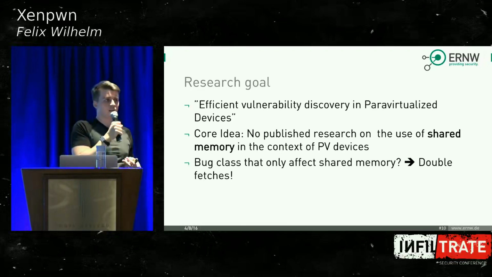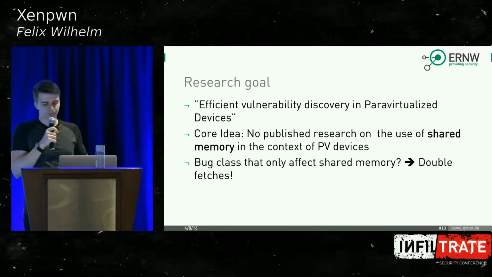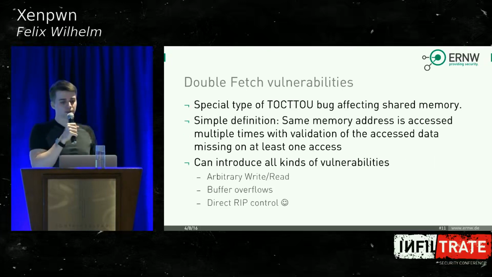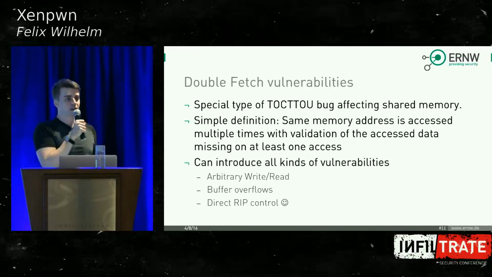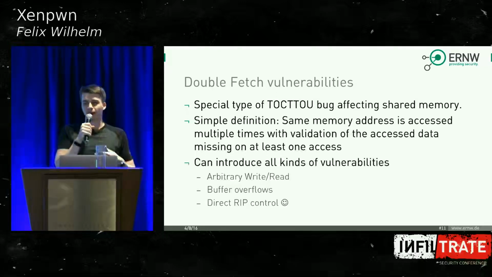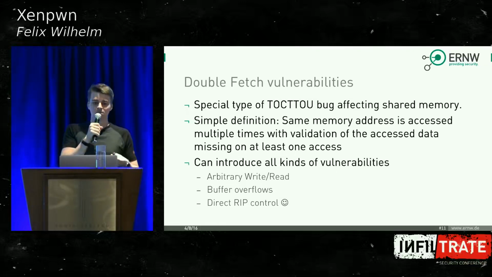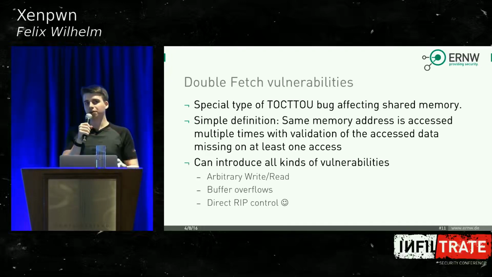And of course there's a bug class that only affects shared memory interfaces, and that is the double fetch. A lot of you will already know what a double fetch is, but I have a couple of slides to introduce it again. A double fetch vulnerability is simply a special type of time of check to time of use bug that affects the shared memory interface. The really simplified definition is you have a memory address, and this memory address is accessed multiple times from a privileged context, but validation of the fetched data is missing in at least one access.